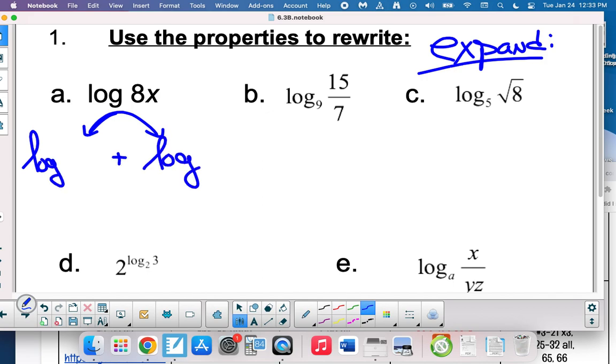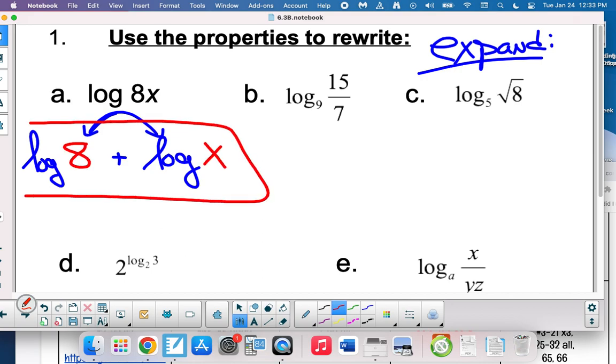So multiply can be split into 2 logs as long as you say log plus log. Okay. What base am I in? Base 10, and then you don't have to write 10. So what are you going to put first? 8. And then what? X. And that's about all you can do, guys.